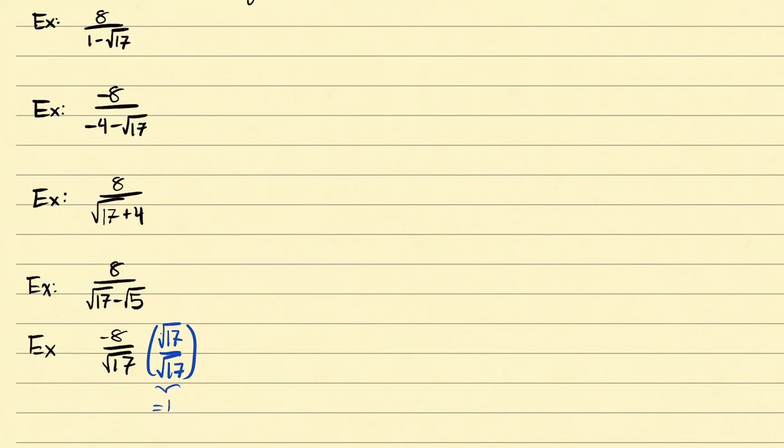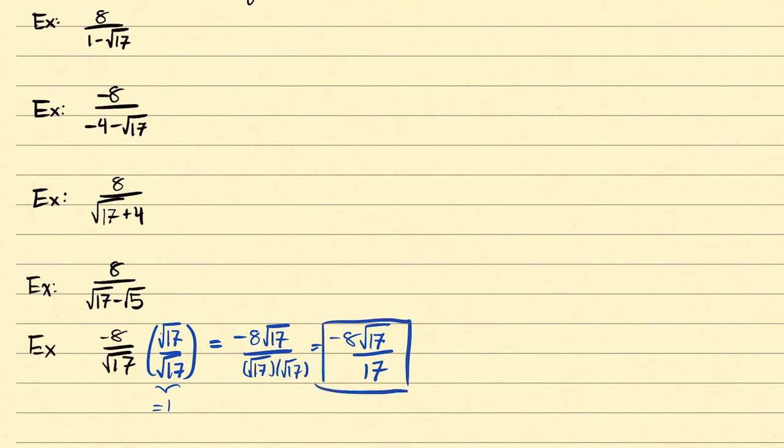But now what happens is, in the numerator, I get negative 8 times root 17. And root 17 times root 17 is negative 8 times root 17 over 17. The root 17 times root 17 just becomes 17. It just becomes what's inside. And this is simplified enough. We no longer have the radical in the denominator, and we're good.